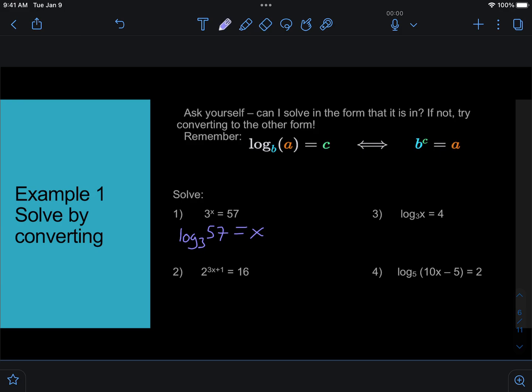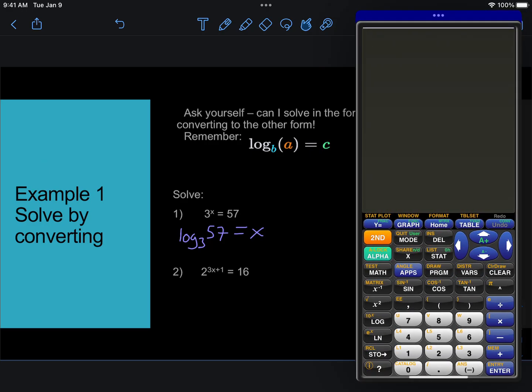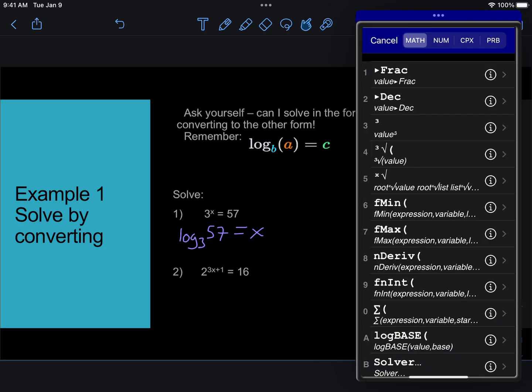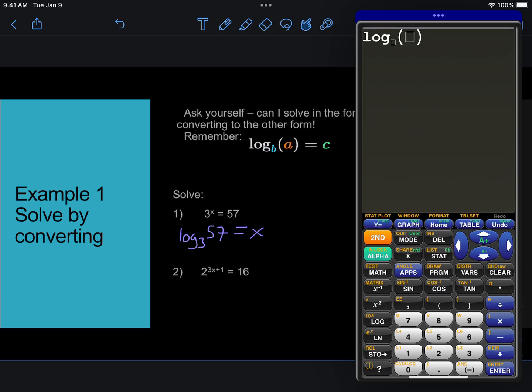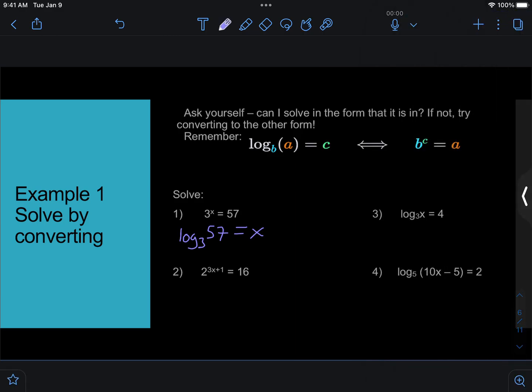So I'm going to need to use the calculator on this. So we'll hit the math button, find our log base function, and then just type in the 3 and the 57 into the appropriate spot. And our answer is 3.68. So 3.68 for that one.